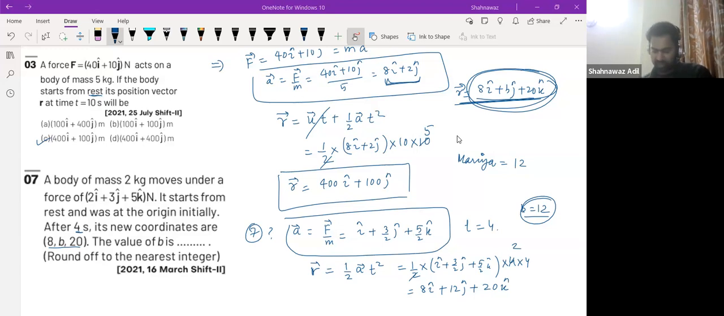So what happens when the acceleration is not uniform? That question we will do.